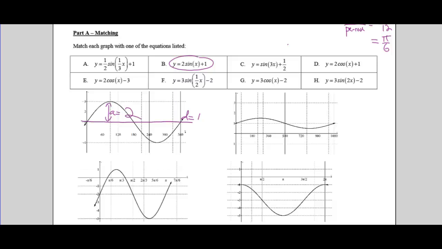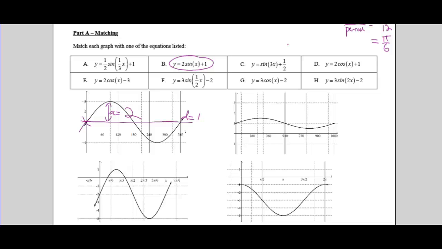Okay, now it starts at the midline going up, so it's not shifted. It's not one of the cosine graphs, right? Remember, the difference between sine and cosine is a phase shift of 90 degrees. So the answer is B, right? 2 sine x plus 1. This is actually in degrees, but it's still 1 cycle, 360 degrees. The B value would be 360 divided by the period, which makes a B value of 1. That has a B value of 1.